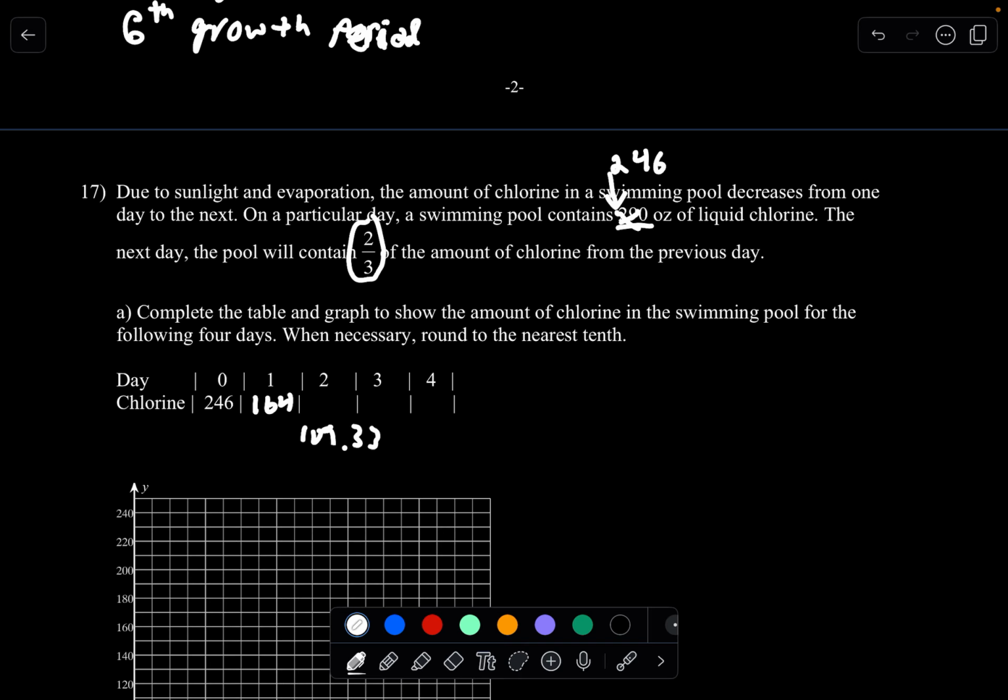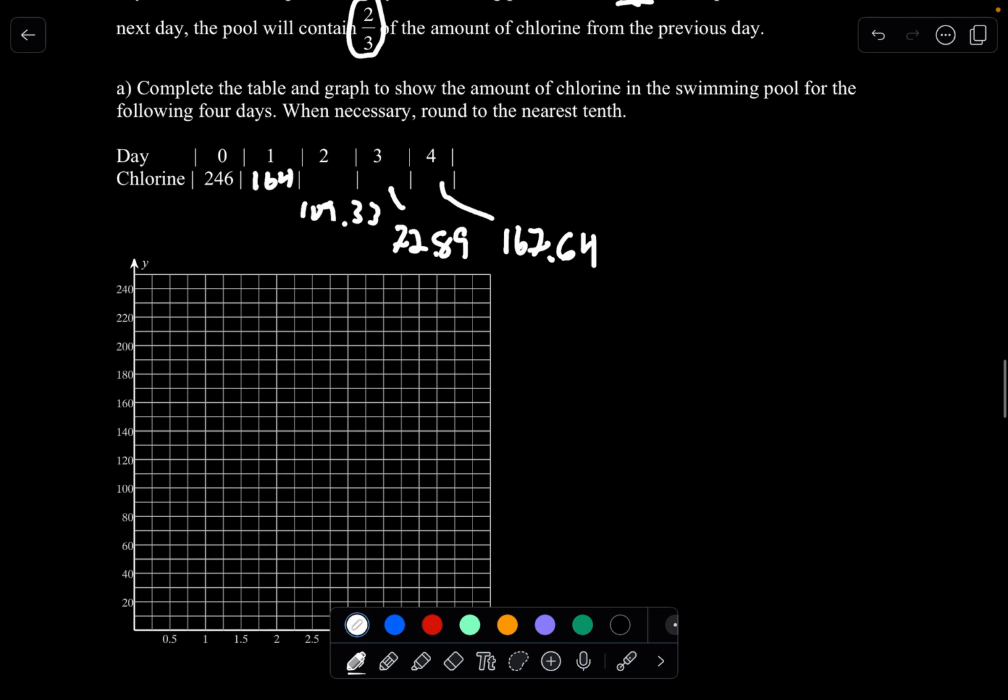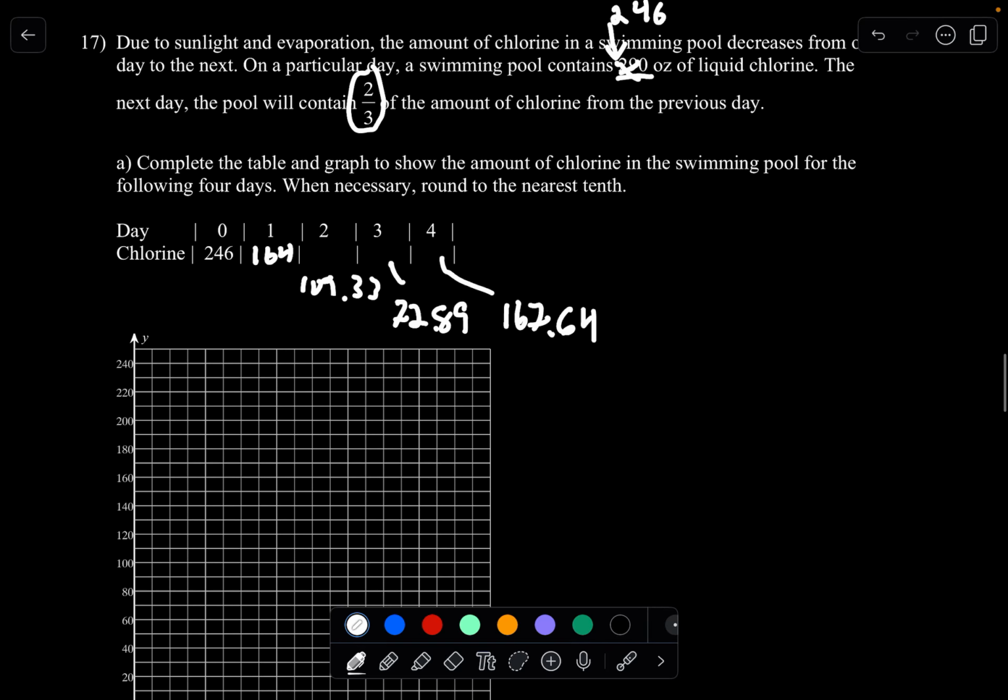Then we multiply by 2/3 again. And you need to have a calculator. And that works out to be 72.89. And then multiply by 2/3 again. And that works out to be 167.64. Okay, so there's the table. And then they want you to make a graph of it. Complete the table and graph to show the amount of chlorine.